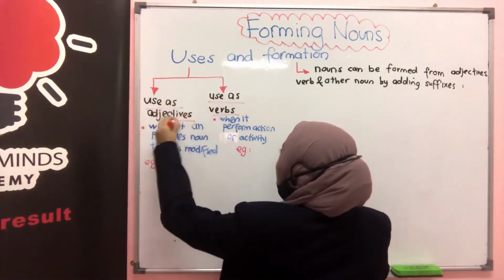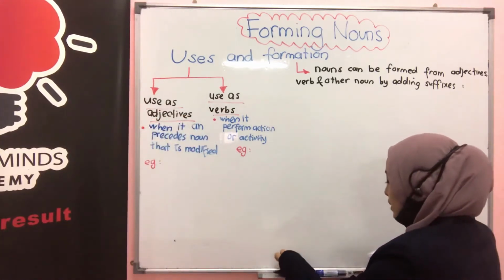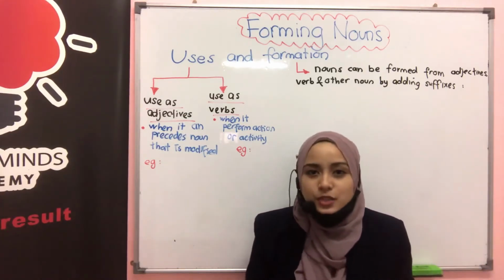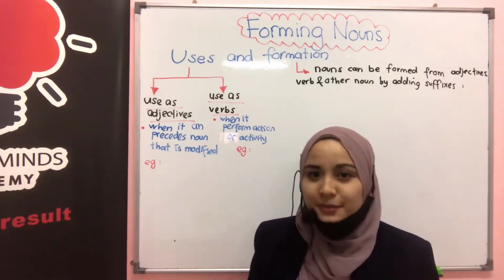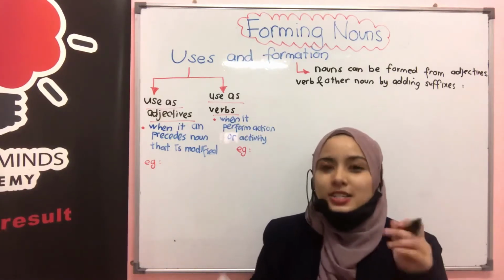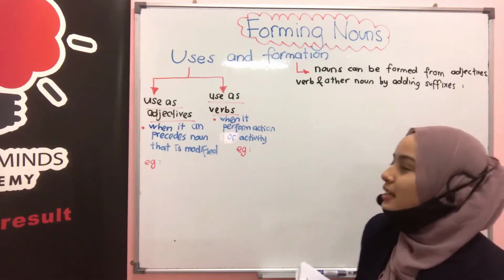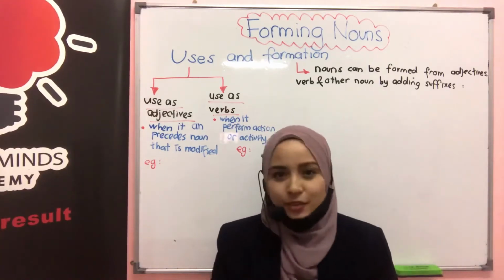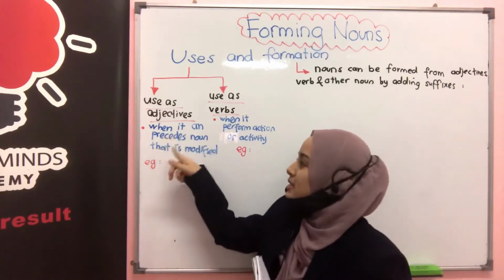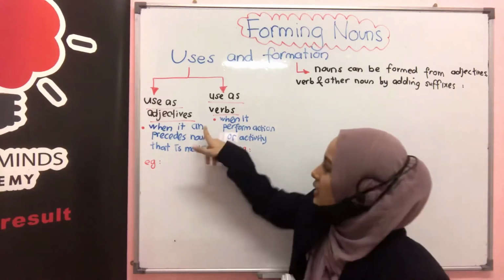Alright, so let's go through one by one. When do we use it as an adjective? Students, do you have any idea? Leave your comments, anything you want to say, anything you want to ask. Alright, so when do we use noun as an adjective? It is when it precedes the noun that is modified.